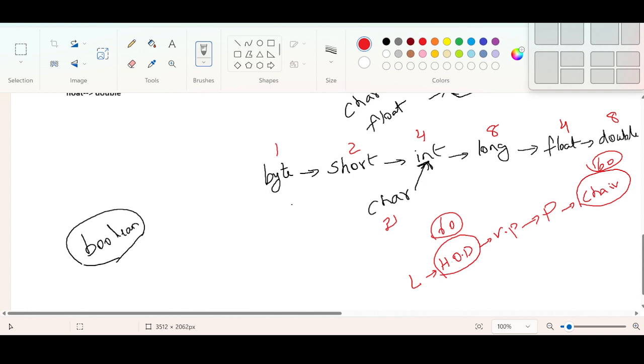But when you talk about the experience, or the post, the chairman will be treated on top. Likewise, when you talk about the size, long and double have the same sizes. Int and float have the same sizes.